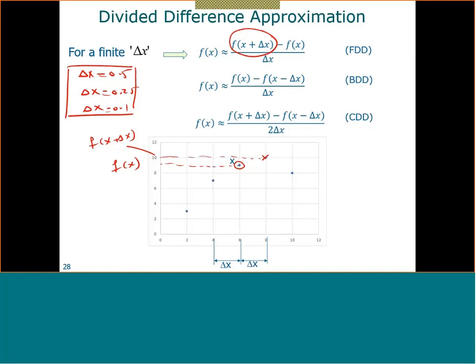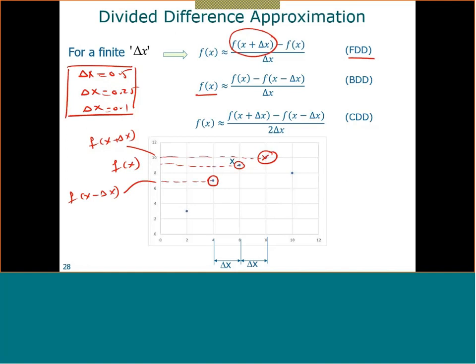Now, same thing, this is for the FDD. We can do the same thing for the BDD. So this is f of x. We'll go backward here, and this is your f of x minus delta of x. Again, this is delta of x. Then we have the central. We take the two limits around x, and we divide by the summation of delta x plus delta of x.